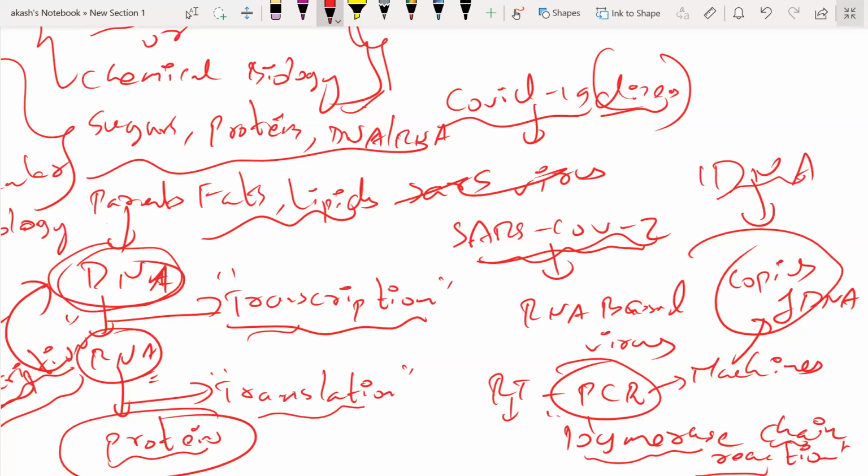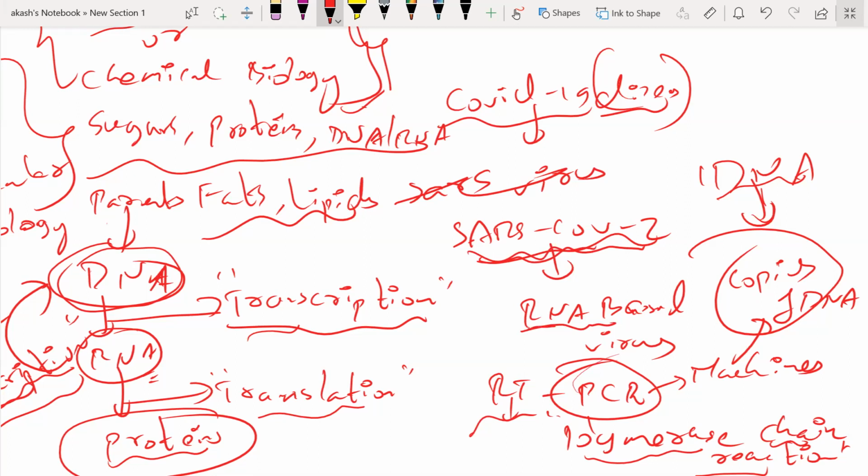Normal PCR, if I don't have this RT, if I have a normal polymerase chain reaction machine, it can work only with DNA. Now, since PCR can work only with DNA, and we see that SARS-CoV-2 is an RNA-based virus, that means it contains only RNA. It does not contain any DNA.